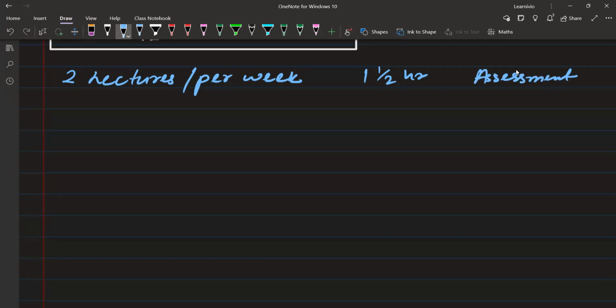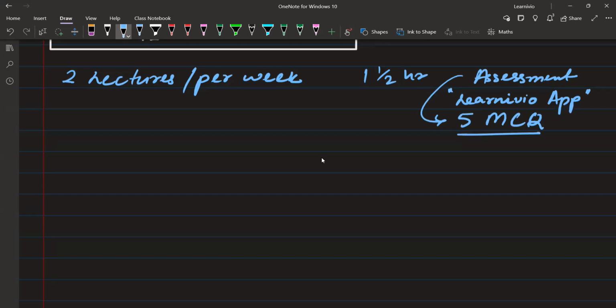The assessment will happen in the Learnivio app. If you don't have the app, then you can access it on the website also. Links and everything will be provided by the team. So in the app or the website, whatever you are using, you will be having an assessment. This assessment will have 5 MCQs, based on the lecture that we have done.